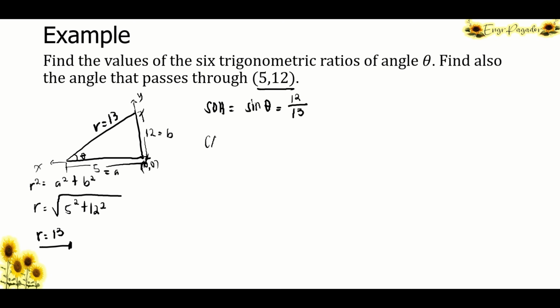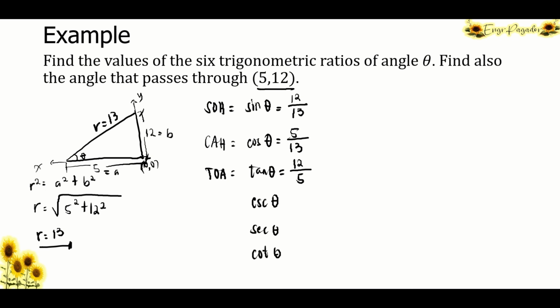And then, next natin is cosine theta, which is equal to adjacent. So, adjacent dito is ito. Si 5 divided by hypotenuse 13. So, that is the second trigonometric ratio. The third one is si TOA, which is tangent theta is equal to opposite over adjacent, 12 over 5. Now, what about the three other trigonometric ratios? So, we have your cosecant theta, secant theta, and cotangent theta.